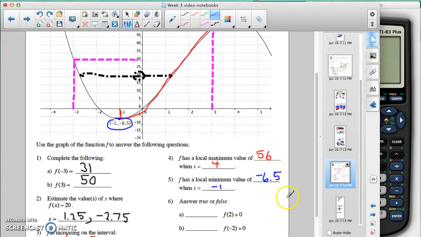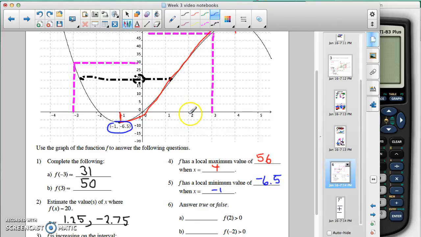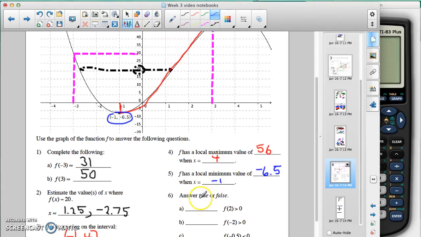Okay, and then we have some true-false ones here. This is saying f of 2, the value of the function, is greater than 0. What it's asking there is, is the y value at 2 higher than 0? So if we travel up to 2, f of 2 is right around 35. So this is true, it's greater than 0. Is f of -2 greater than 0? So f of -2 is right here. It is also above the y-axis, so we're going to say true for that as well. It is a positive value.